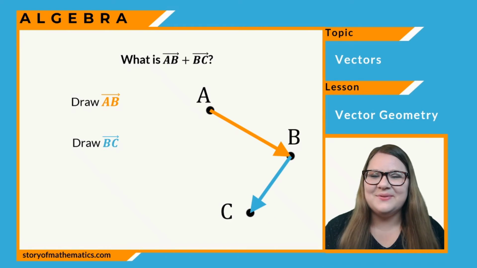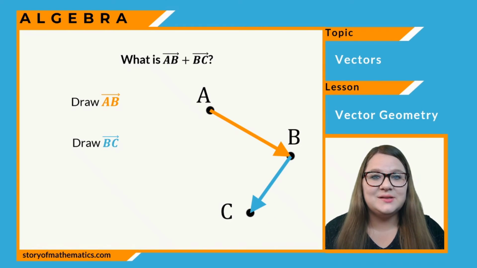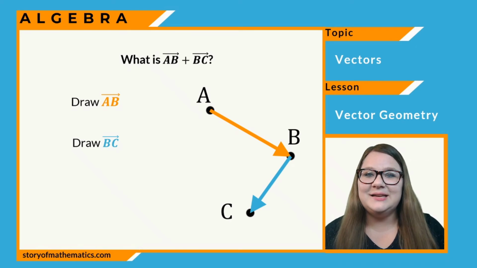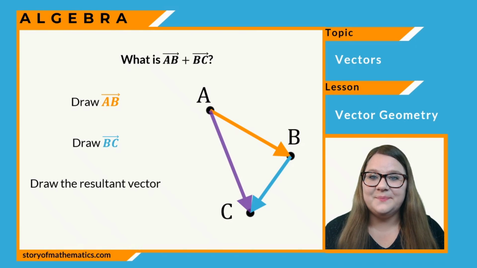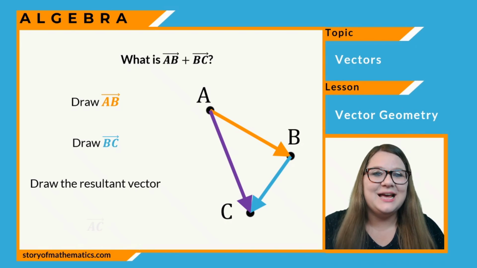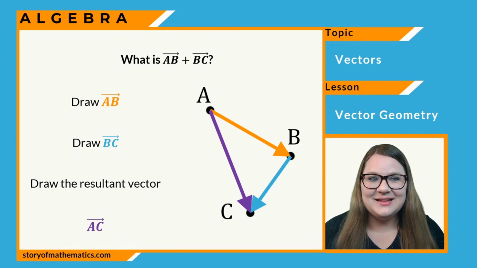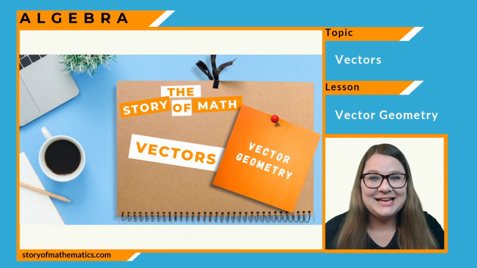Now, AB plus BC, I'm going to use that triangle law. I'm going to complete the triangle, and that's going to be from A to C, and that's the resultant vector. So you can see here that the resultant vector can be named AC. And that's how we use vectors in geometry.